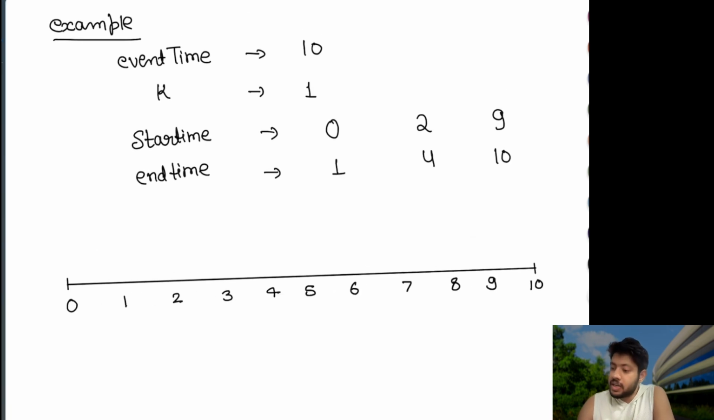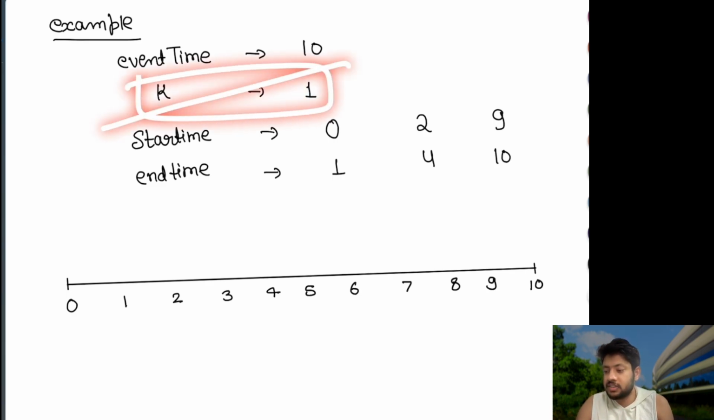K equal to 1 means out of all the meetings which are given, I can reschedule one meeting, and my target is to maximize the free gaps. Okay, so for now let us forget about this. Let us not consider this.